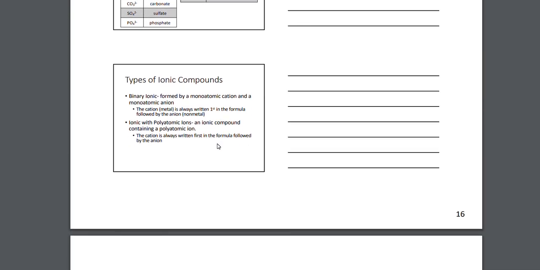Types of ionic compounds: it could be binary. Binary means two, right? A binary ionic compound, like NaCl, is formed by a monoatomic cation and a monoatomic anion. The cation in this case is the metal, which is always written first, and then followed by the anion, which is the nonmetal.